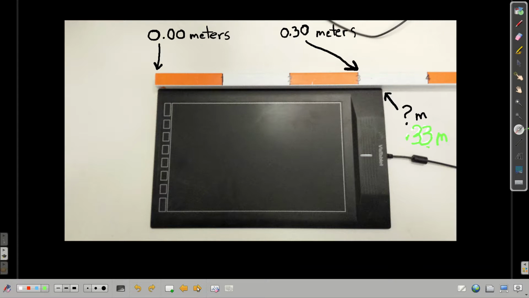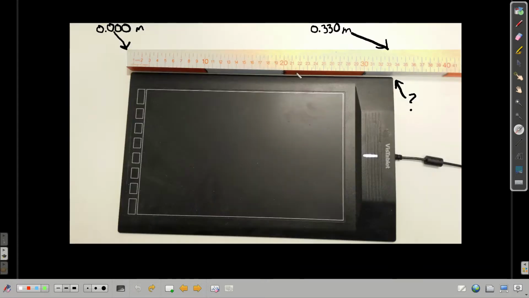Let's say we measure that same tablet with another meter stick. Here it says 10, 20, but that's really a 1/10 of a meter. It's 10 centimeters. That's 0.2 meters, 0.3 meters. There's 0.33 right there. It's a little bit past that, isn't it? So what do you say? Again, we're estimating, but I'd say maybe 0.335. Again, if you said 0.334, something along those lines, it's perfectly fine.